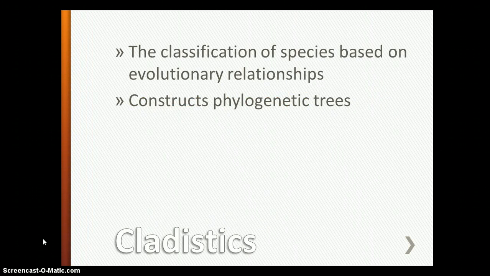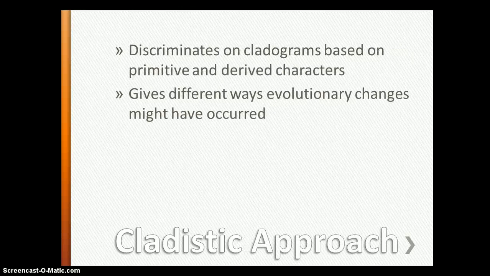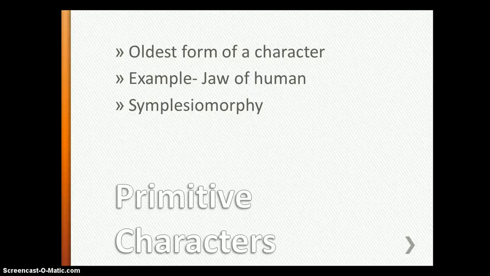So basically, cladistics in a nutshell is the classification of species based on evolutionary relationships, and it constructs the phylogenetic tree, really. A cladistic approach will want to discriminate among as many possible phylogenetic trees and basically knock out all of the incorrect ones. And this gives different ways evolutionary changes might have occurred, and by doing this, you can knock out the incorrect ones, really, as we talked about in Bobby's section.